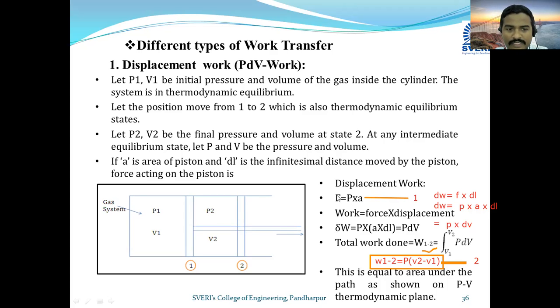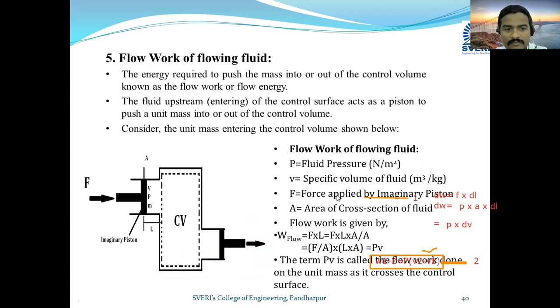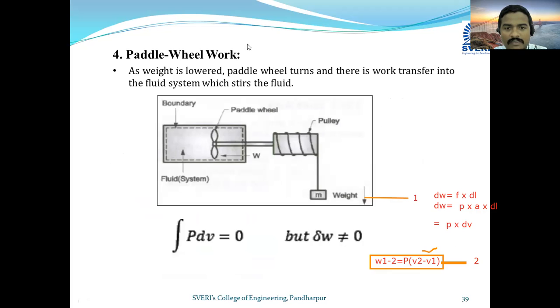Next, we'll move to the next type of work. Paddle wheel work. Give the heading. Next type of work is paddle wheel type of work. Heading द्या आणि diagram काढा. Start drawing the diagram.